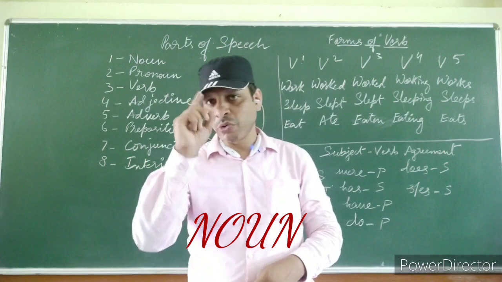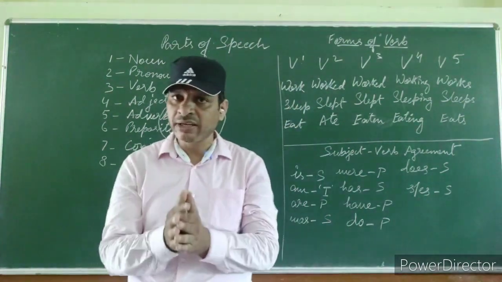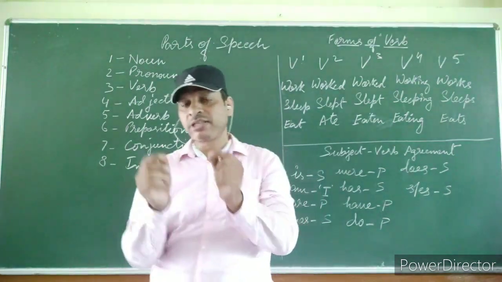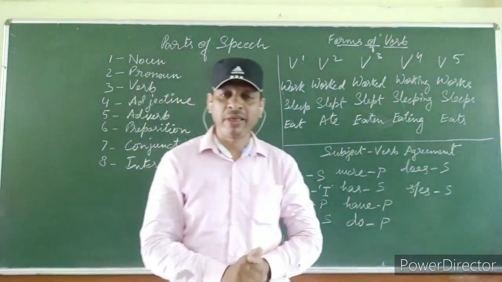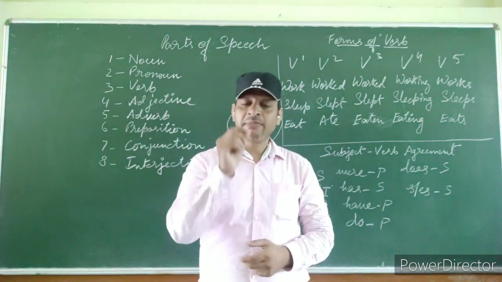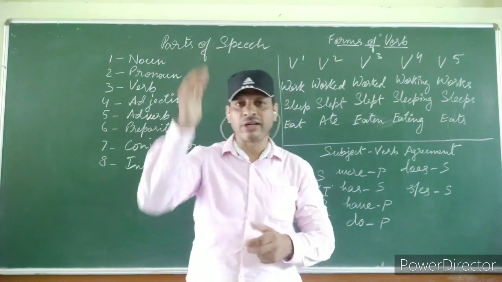Do you remember the old definition of noun? Noun, it's a name. It's a name of anything. Remember the definition? Noun is the name of a person, place or thing. Example, do you remember the examples? Ram, Mohan, cat, dog, Delhi, India, etc.